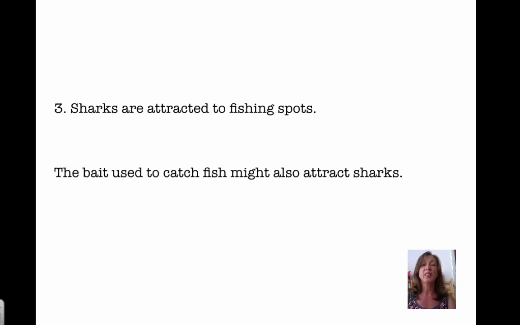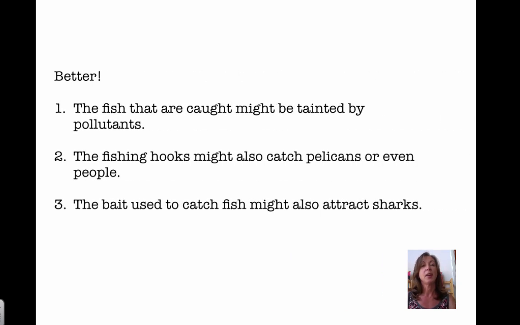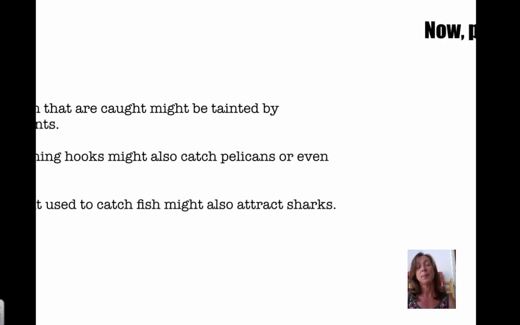So here's what it looks like altogether. The fish that are caught might be tainted by the pollutants. The fishing hooks might also catch pelicans or even people, and the bait used to catch fish might also attract sharks. Do you see the pattern? It works better that way. Now, let's put it all together.